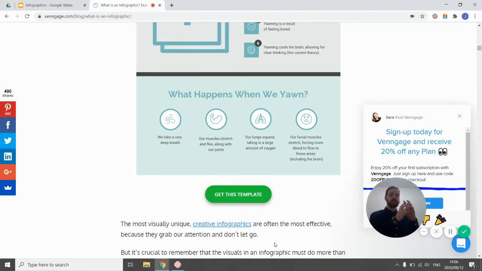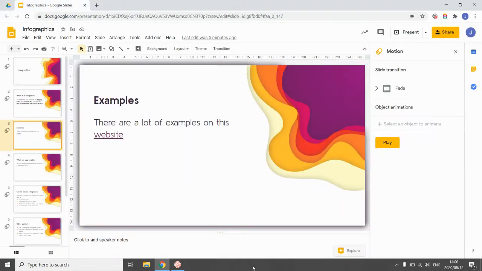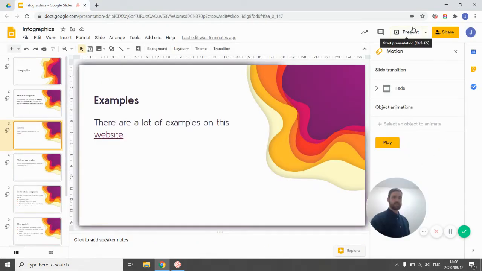It's us using pictures, a little bit of text, and graphs and pictograms to get a whole lot of information through in a very simple, eye-catching way. All right? So those are some examples for us.